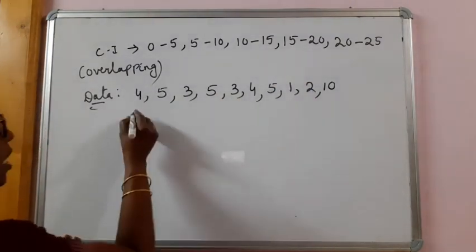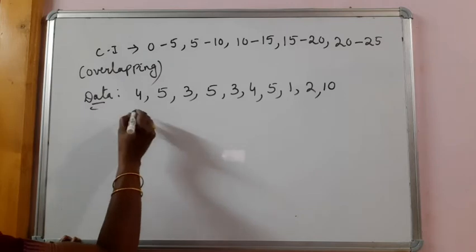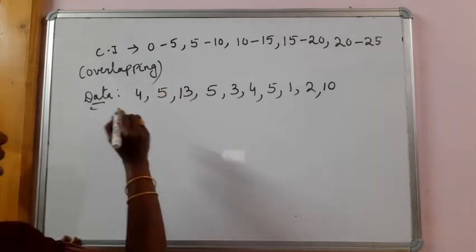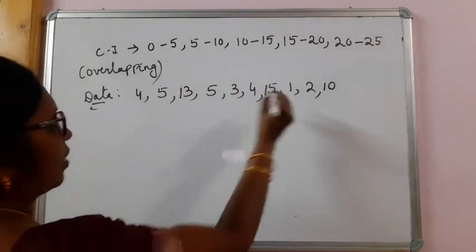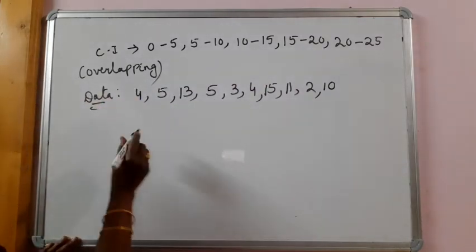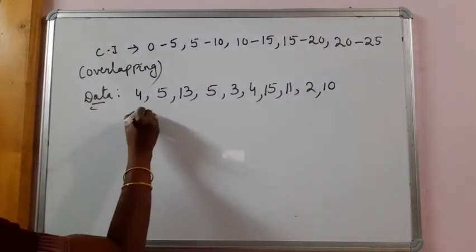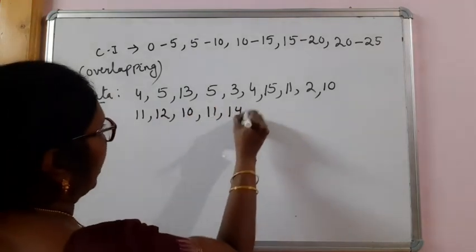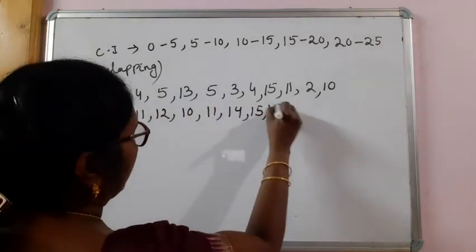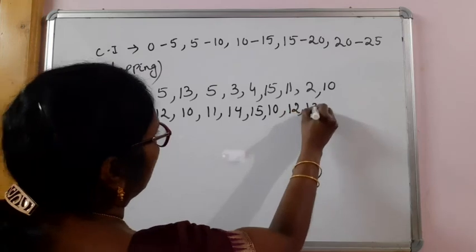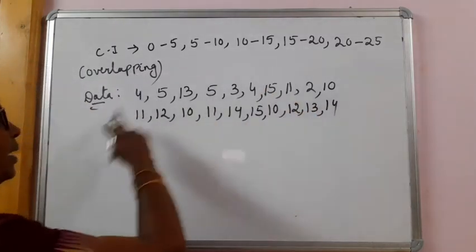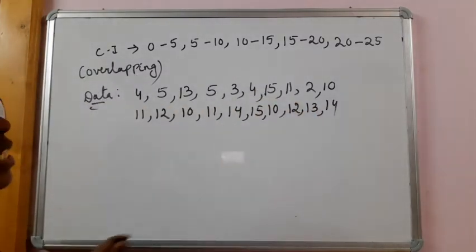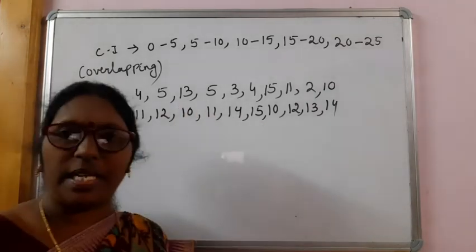Some 20 students, what number of books they have. Somebody is having 13 books, somebody is having 15, somebody is having 11. Now 11 books, 12, 10, 11, 14, 15, 10, 12, 13, 14. So the number of books 20 students have got, I have given here.